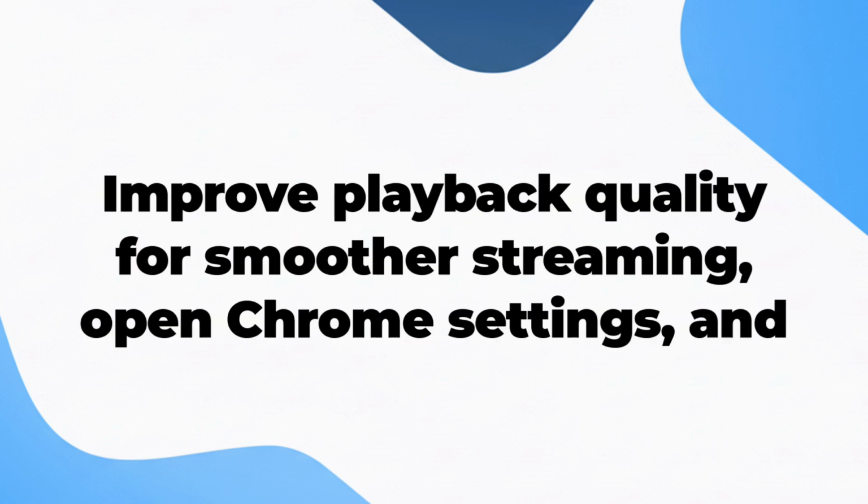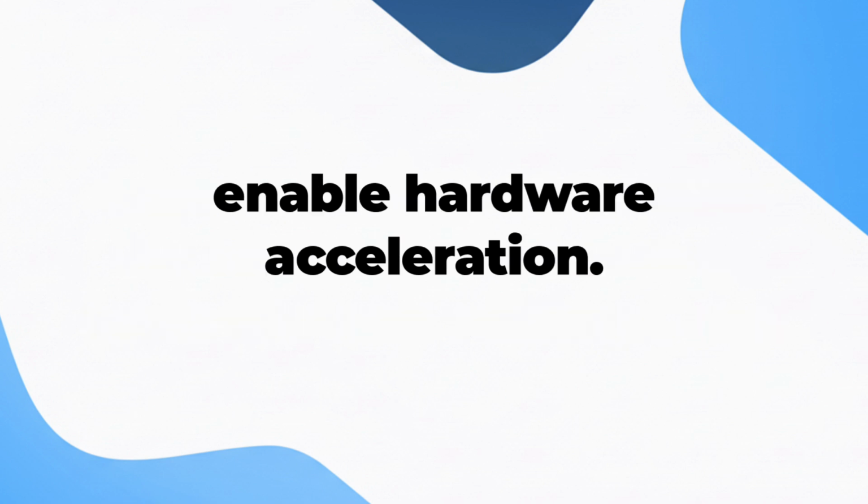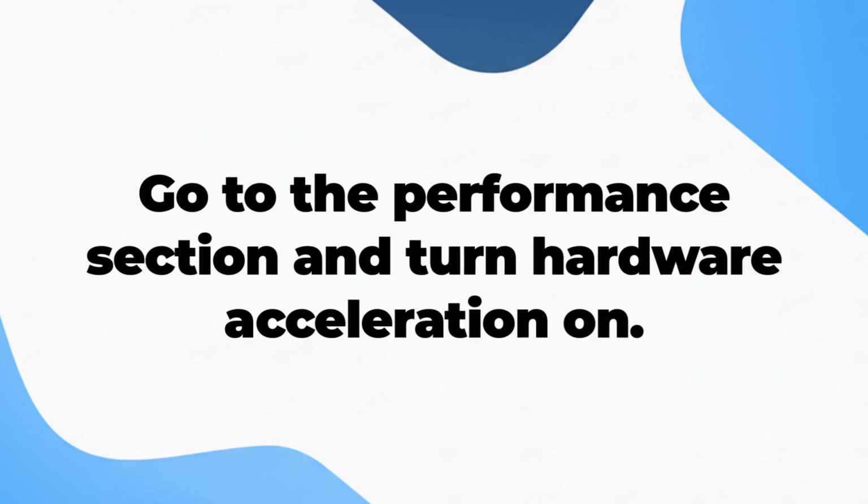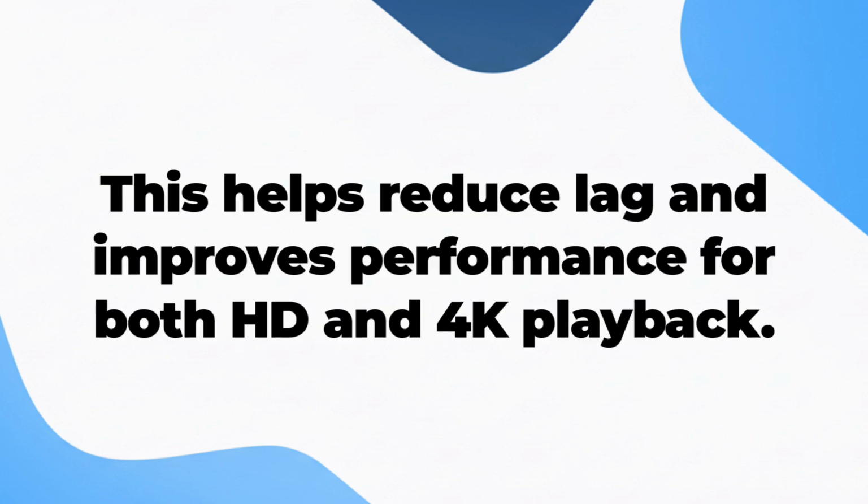Step 4. Improve playback quality. For smoother streaming, open Chrome settings and enable hardware acceleration. Go to the Performance section and turn hardware acceleration on. This helps reduce lag and improves performance for both HD and 4K playback.